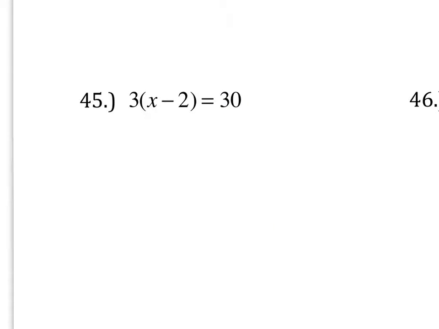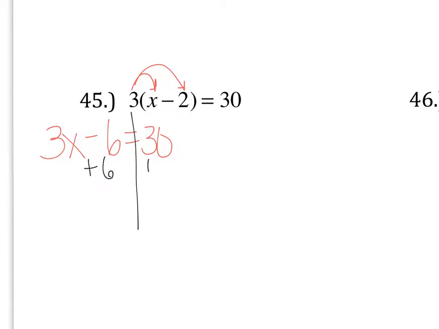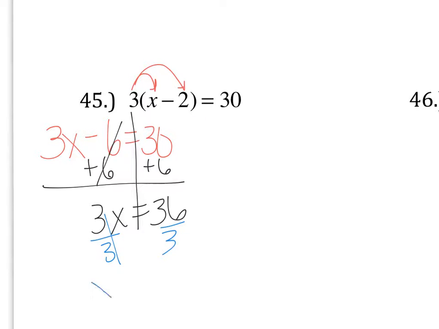The last problem we're going to take a look at is 45. And you have actually two options for this one. The first one would be to distribute the 3 inside the parentheses to make it 3x minus 6 equals 30. From here, we can get the x by itself by adding 6 to both sides. So 3x is now equal to 36. And then we can divide both sides by 3 to get x equals 12.